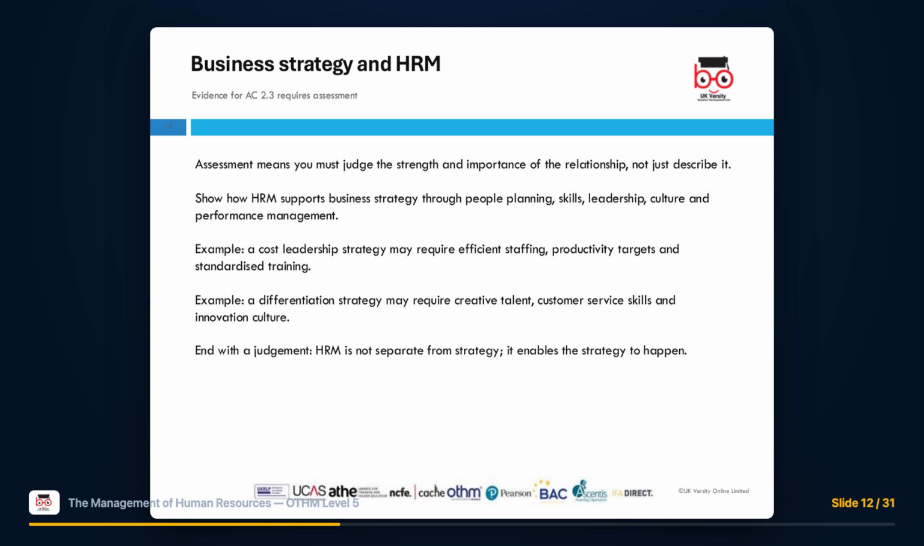Criterion 2.3 asks you to assess, so you must judge the strength and importance of the relationship, not just describe it. Show how HR supports business strategy through people planning, skills, leadership, culture, and performance. For example, a cost leadership strategy needs efficient staffing and standardized training, while a differentiation strategy needs creative talent and a service culture. End with a judgment. HR is not separate from strategy. It enables the strategy to happen.